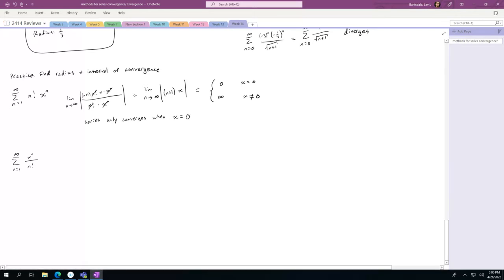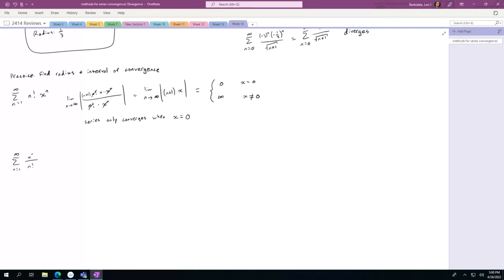I would say it only converges when x is equal to 0. Because whenever my x is not equal to 0, well, my limit is infinite, right? And because infinity is larger than 1, by my ratio test, it would diverge. So my limit has to be smaller than 1 in order for my series to converge, and that only happens when x is equal to 0. Does that make sense?